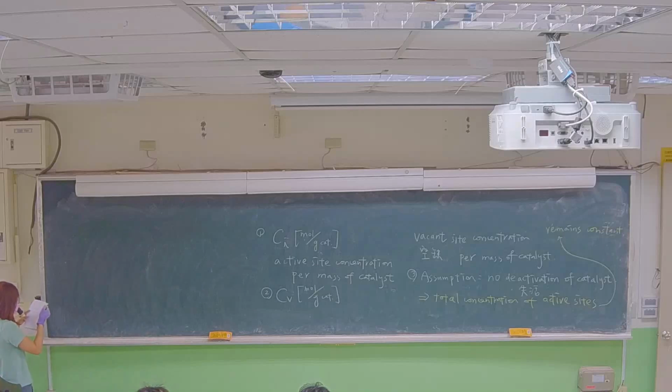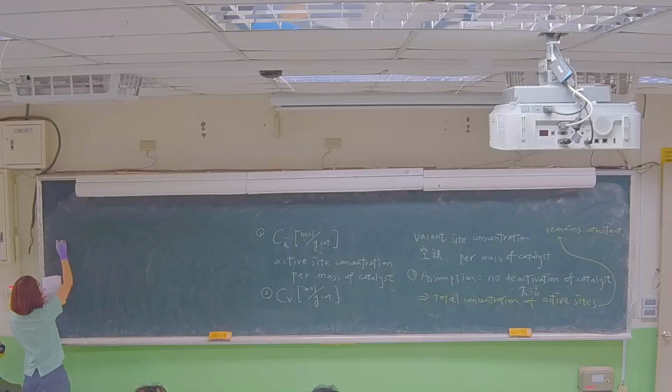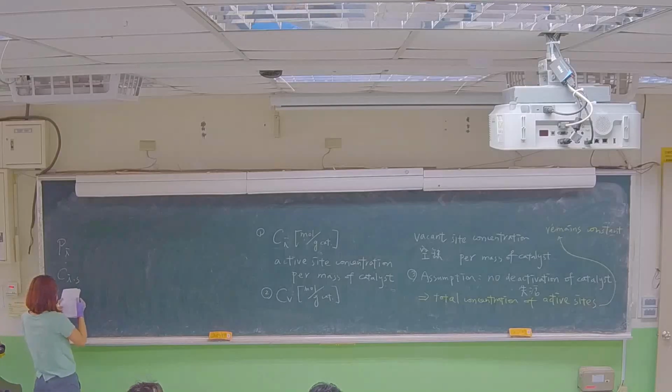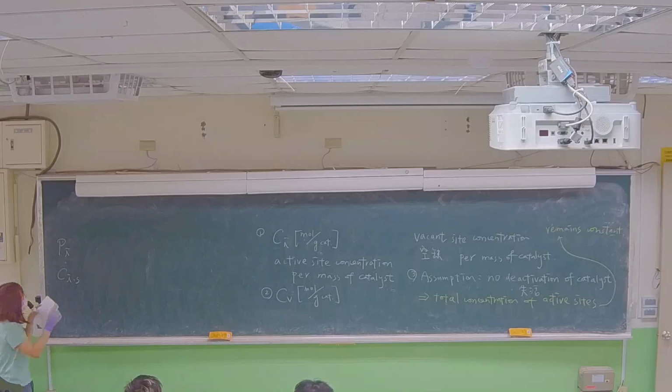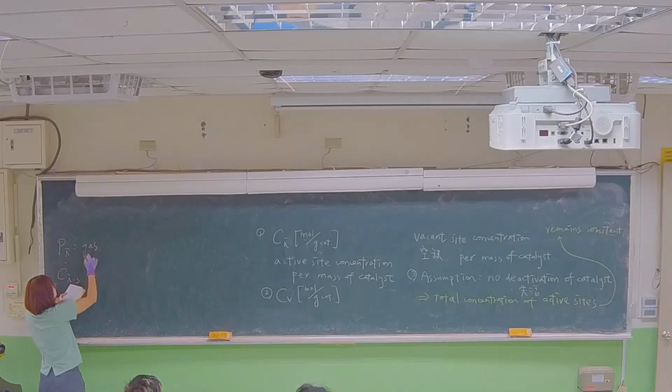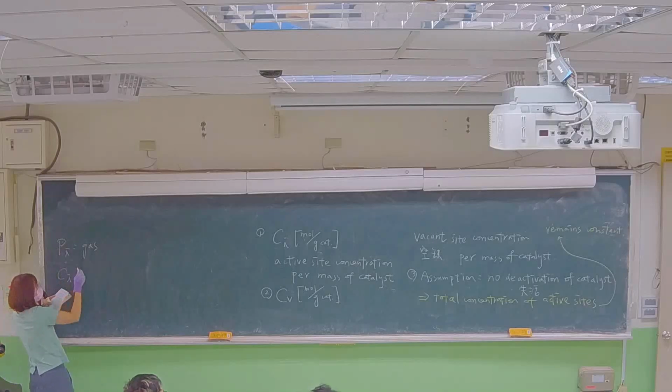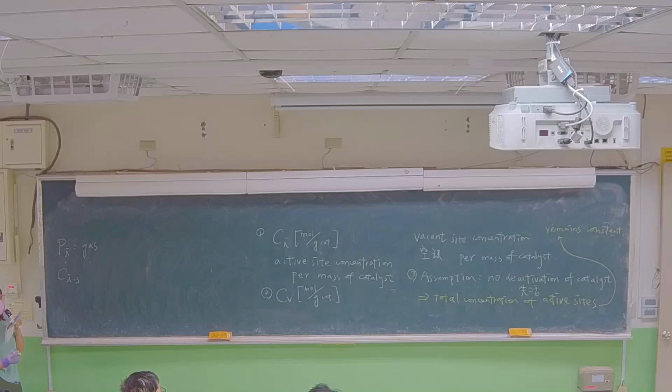And what's more, we still have some definitions. You can see PI and CIS, right? PI means the pressure of species I. Especially for gas, we use pressure. Pressure is better for gas, and concentration is better for liquid, right? So usually for a gas reactant, we use pressure.